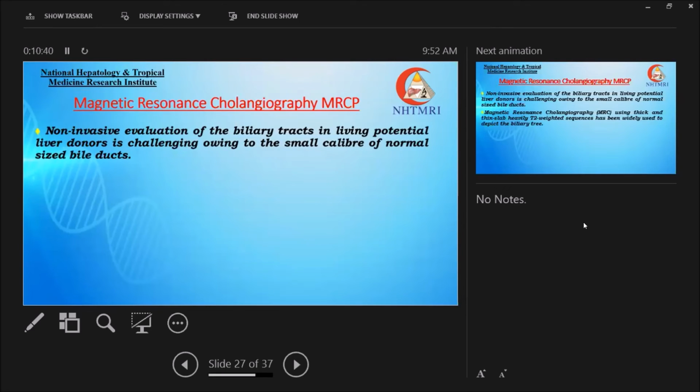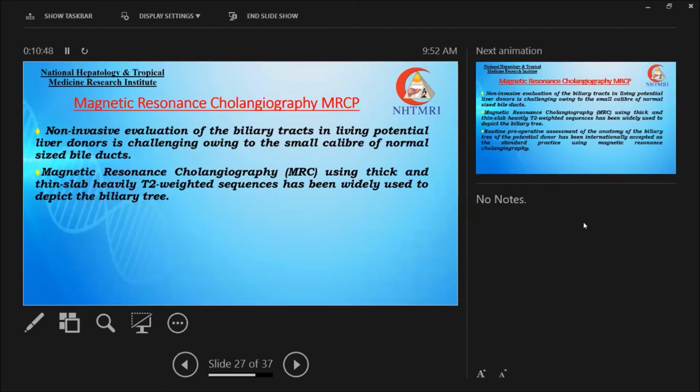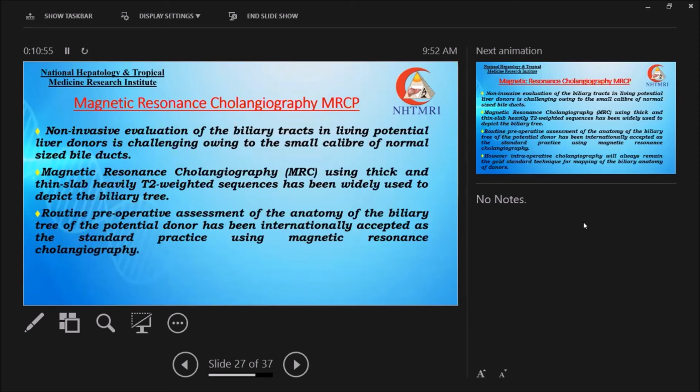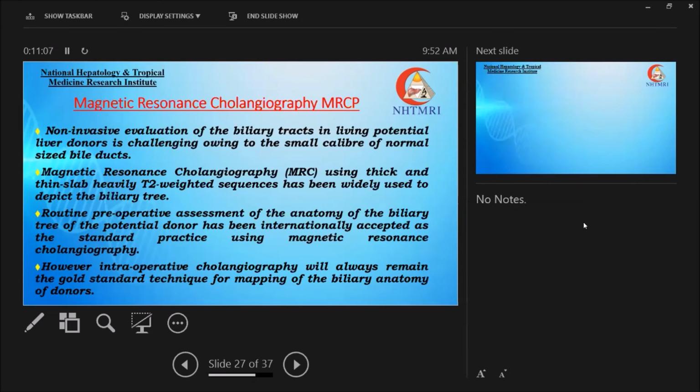Non-invasive evaluation of biliary tracts in potential living liver donors is challenging, owing to the small caliber of the normal-sized bile ducts. MR cholangiography using thick and thin slab T2 weighted sequences has been widely used to detect the biliary tree. Routine preoperative assessment of the anatomy of the biliary tree of the potential donor has been internationally accepted as the standard practice using MRI cholangiography.